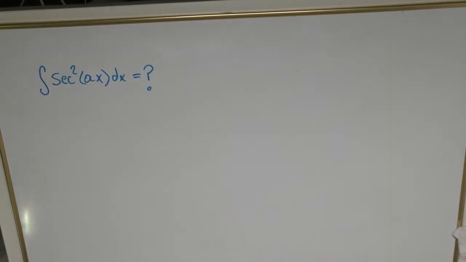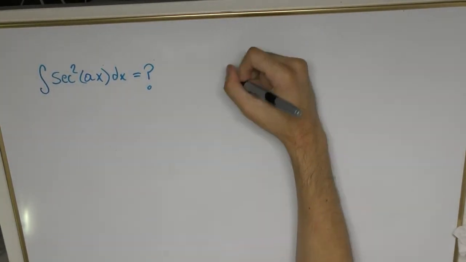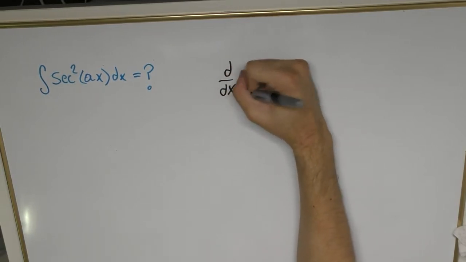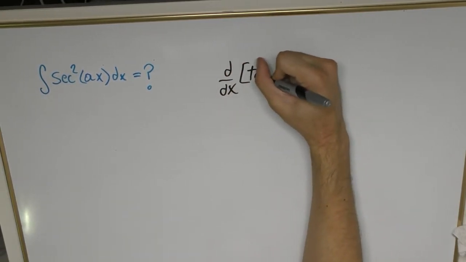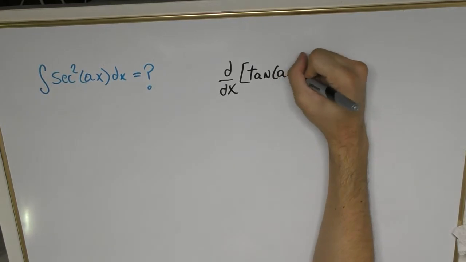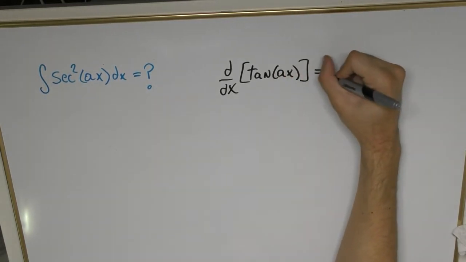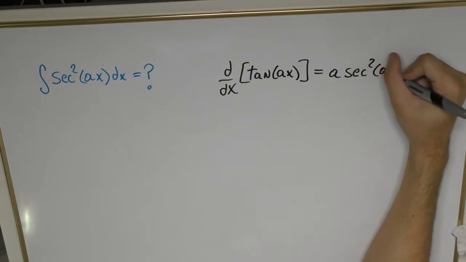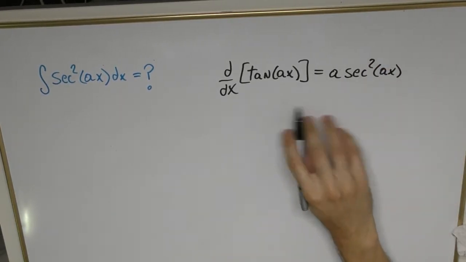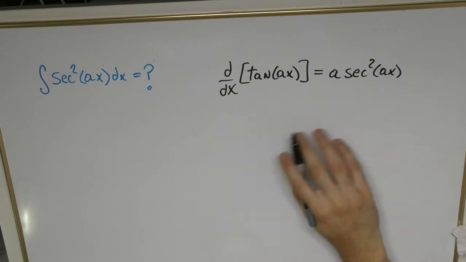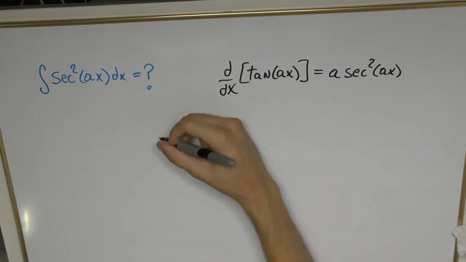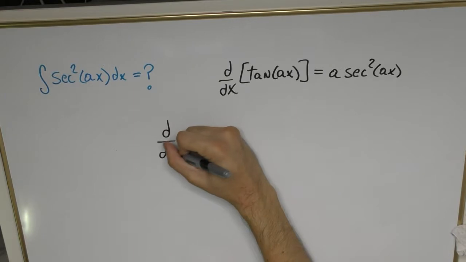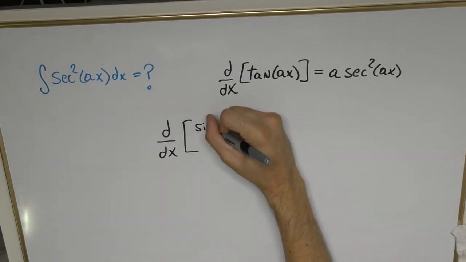In today's video we're going to be looking at the integral of sec squared ax. Now you might recall from differential calculus that when you differentiate the function tan of ax, you get a times sec squared ax. To make sure that this is in fact true, the way that we differentiate the tangent function is by first writing it down in terms of sine and cosine.